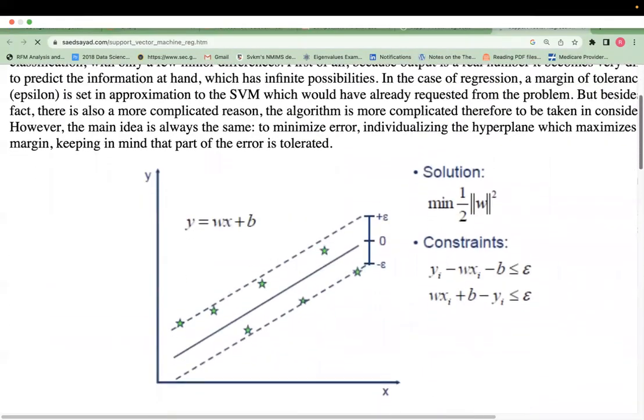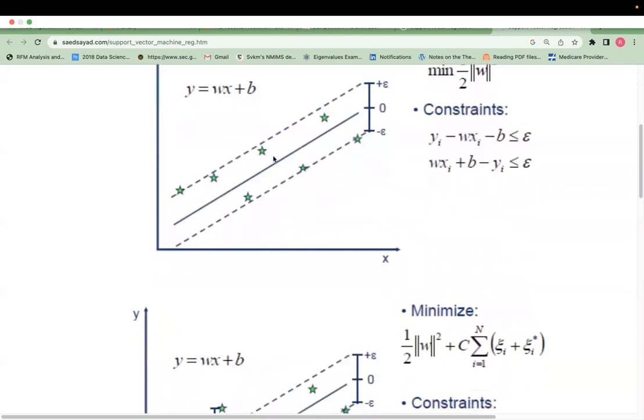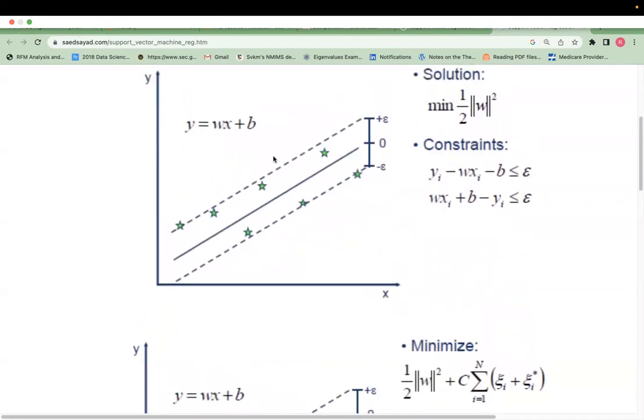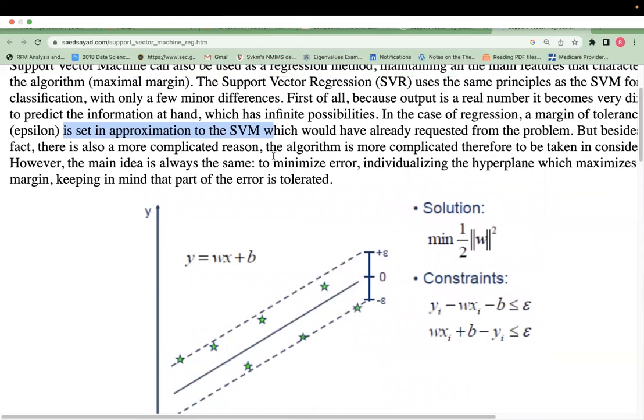So regression, this is the one. A margin of tolerance is set in approximation to the SVM. A tolerance limit will be set. So these are the constraints: y minus wx minus b less than or equal to epsilon, and wx plus b minus y less than or equal to epsilon. In classification, we call it margin.